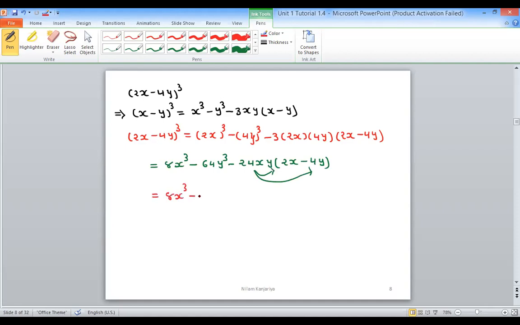8x cube, 64y cube, 24 multiplied by 2, this is minus 48, x into x is x square y. But look here, this minus and this minus, and minus minus is plus. 24 into 4, this is 96xy square. And this is your final answer. Divya, got it? Students, understand? Yes, ma'am. All the students?